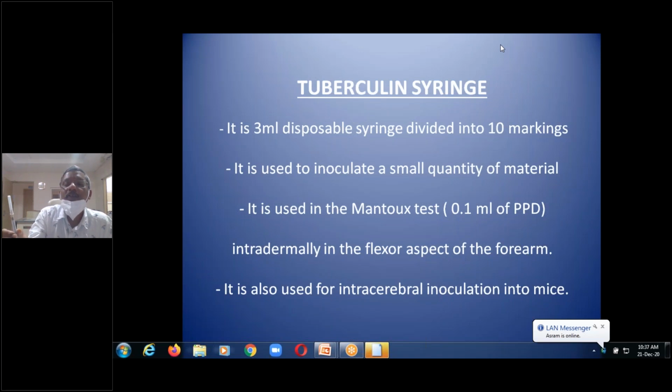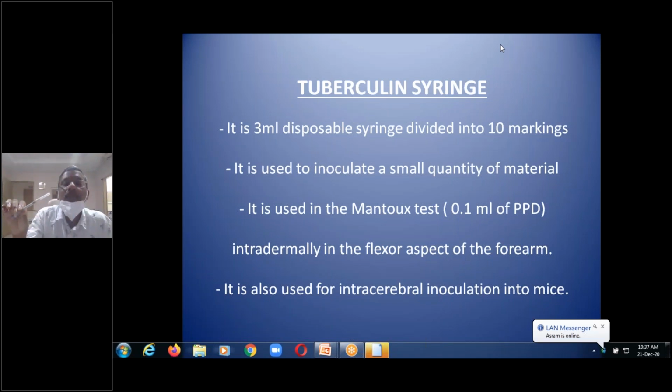In the flexor aspect, we will get some result. That result is expressed in terms of induration. We have to measure the induration on the flexor aspect of the forearm. We have to raise the wheal, and we observe the induration after 48 hours. Only then will we get the result. Suppose the patient is getting induration, it means the individual is sensitized with the tubercle bacilli.